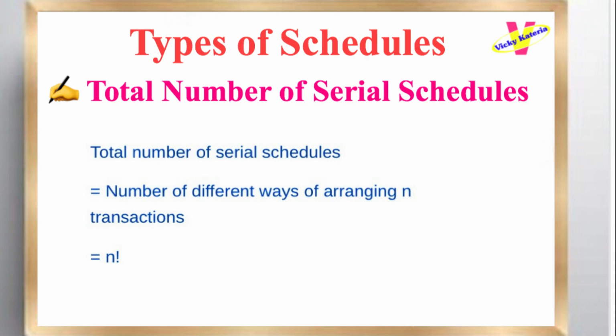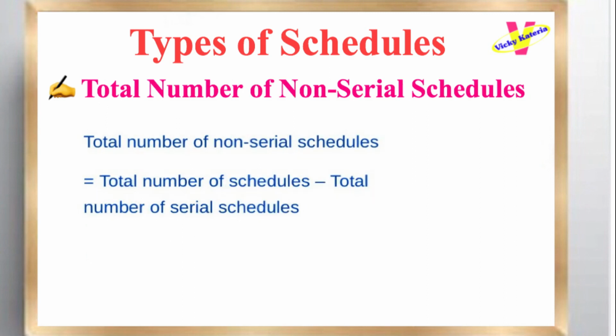Total number of serial schedules. Total number of serial schedules equals number of different ways of arranging n transactions, which equals n factorial. Total number of non-serial schedules. Total number of non-serial schedules equals total number of schedules minus total number of serial schedules.